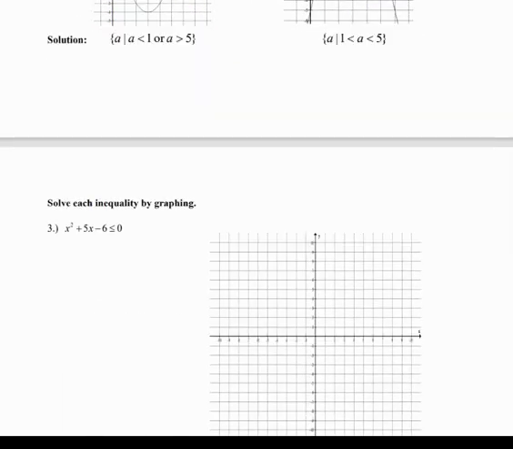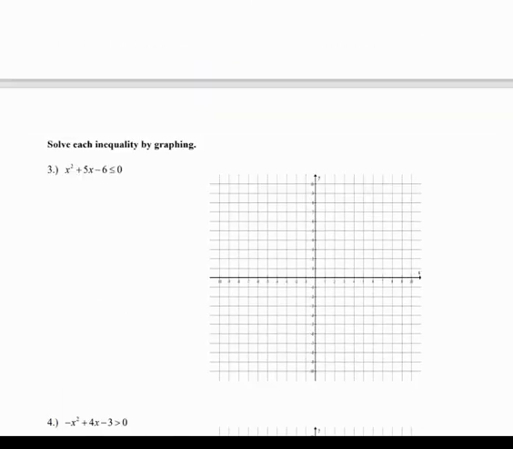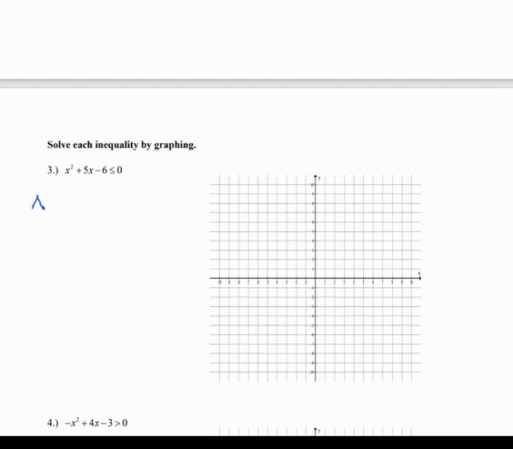So let's look at some examples. I will do number 3, and then you can try number 4. If we look at this one, we're going to graph. It's in standard form, so we find our axis of symmetry. x equals negative b all over 2a. This gives me negative 5 halves. At that point, we can plug that into my equation or inequality.